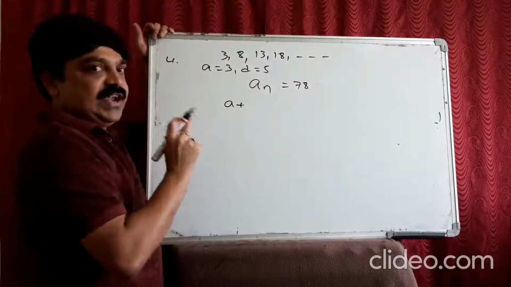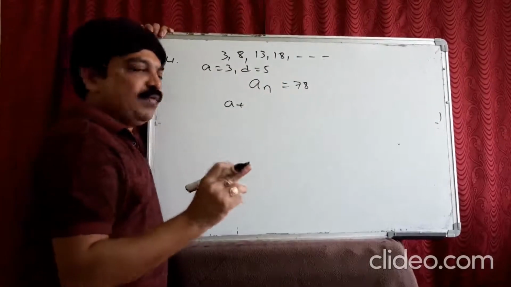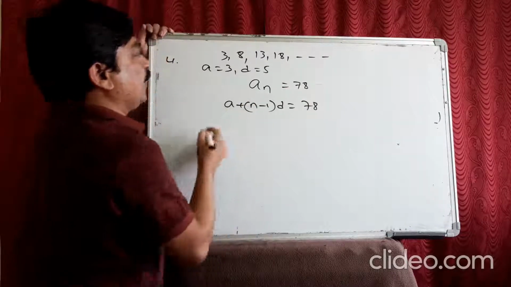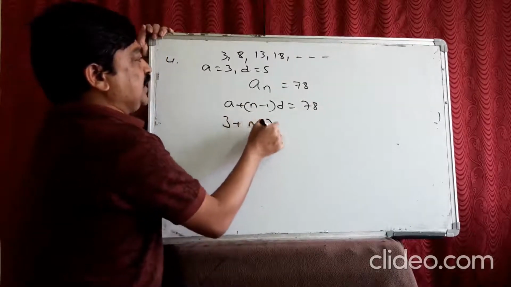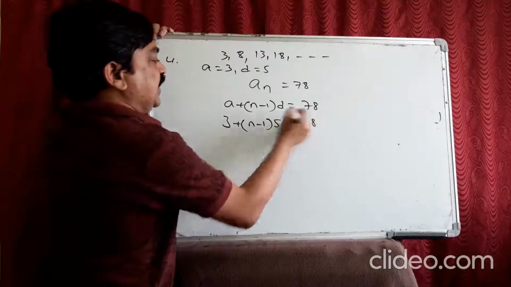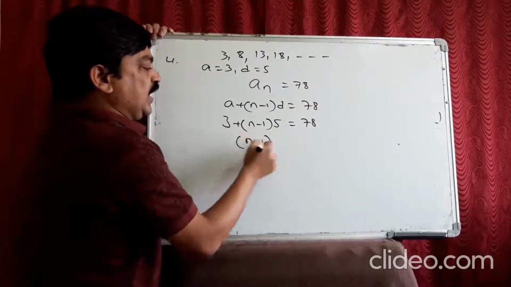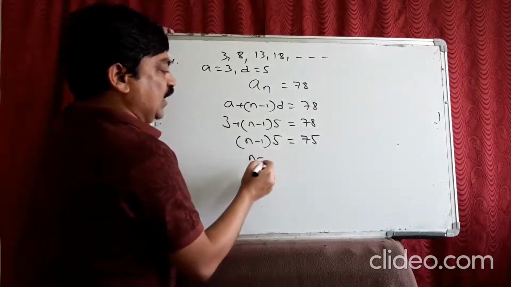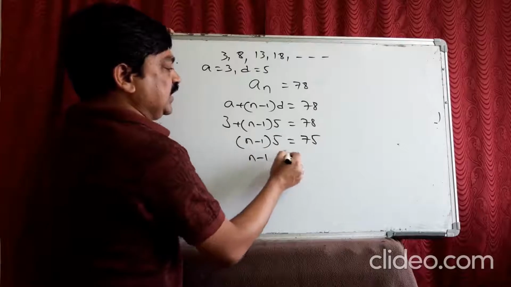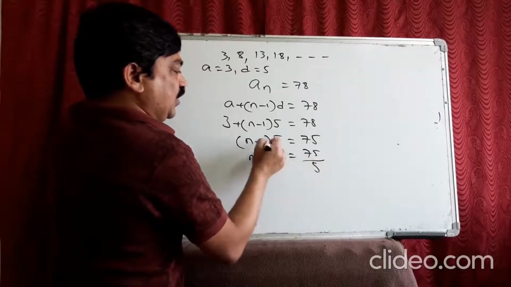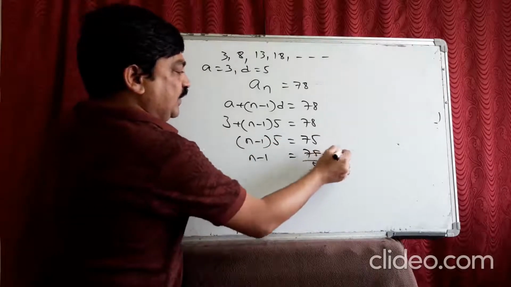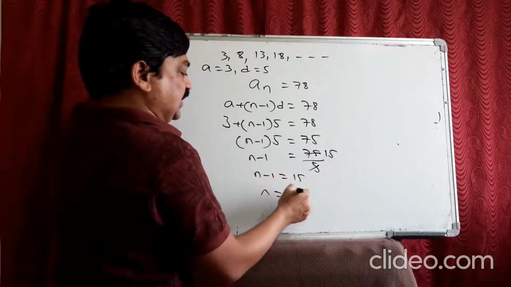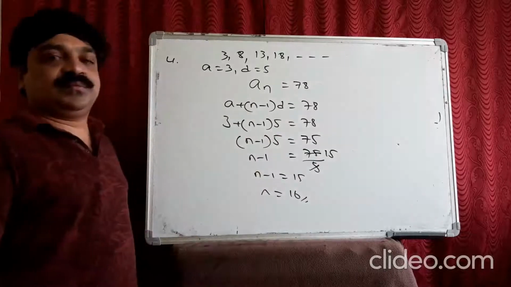Here A is 3, D is 5. You have to find A and D first, always, when you do a problem of AP. A plus N minus 1 into D is 78. A is 3 plus N minus 1 into 5 is 78. Bring 3 to that side. N minus 1 into 5 is 78 minus 3, 75. So N minus 1 can be taken as 75 by 5 because it is a product. 5 15s, so N minus 1 is 15. N equals 16. So this is the 16th term.